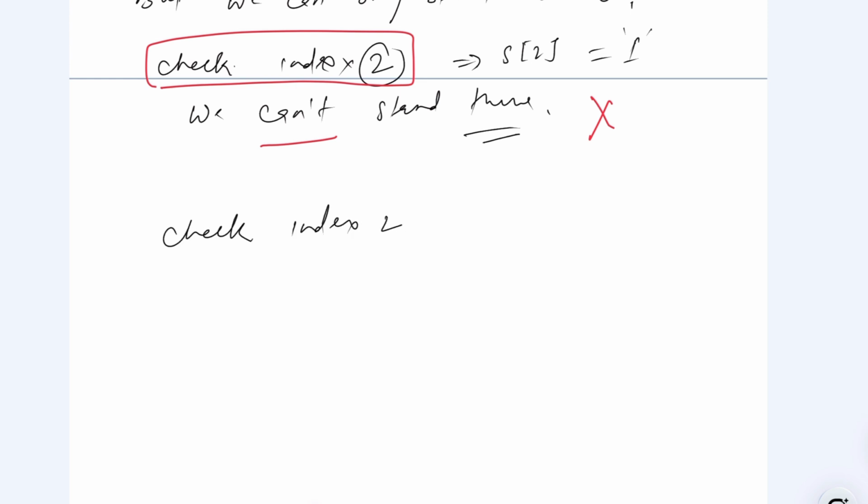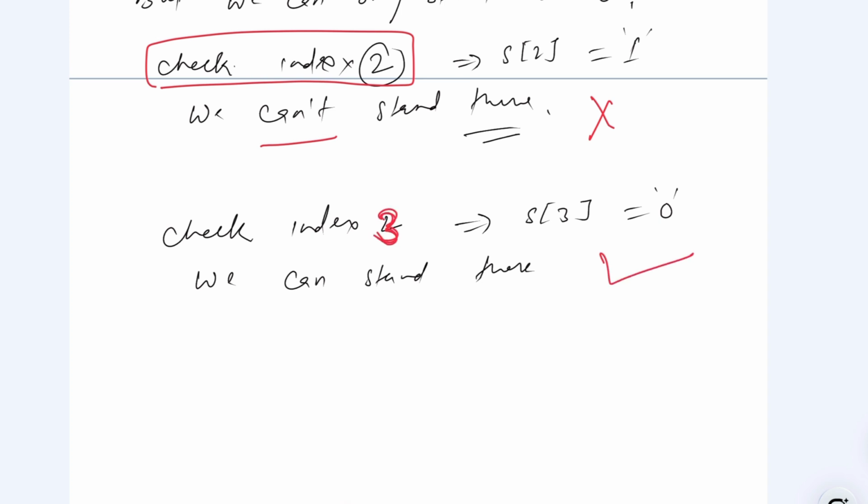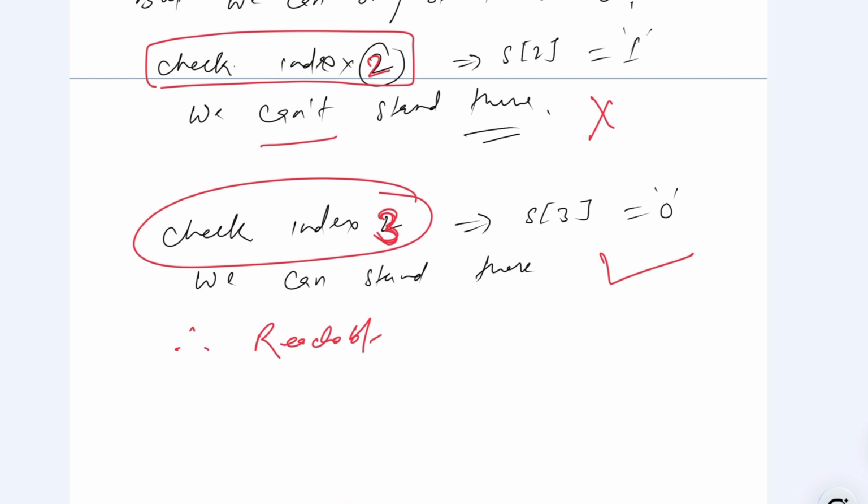Now check index 3, and we have seen that s at 3 is nothing but 0, which means we can stand there, right? So this is reachable. This is index 3 and this is index 2. Okay guys, so we can reach there, which means this is reachable. So this time reachable, previously it was 0, now is 3, correct?